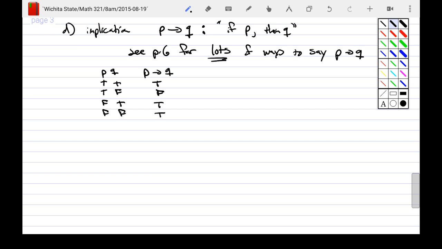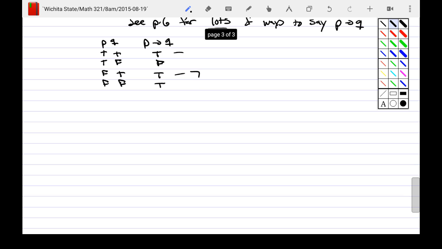Make sense? On the other hand, we have a trivial truth. Rows 1 and 3 are trivial. I don't care what the hypothesis is. If Q is true, it's true. Because true implies true is true, and false implies true is still true. That's trivial. Rows 3 and 4 are what's called the vacuous component again. False implies anything is always true.